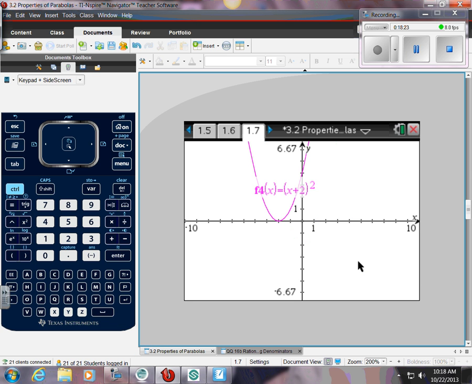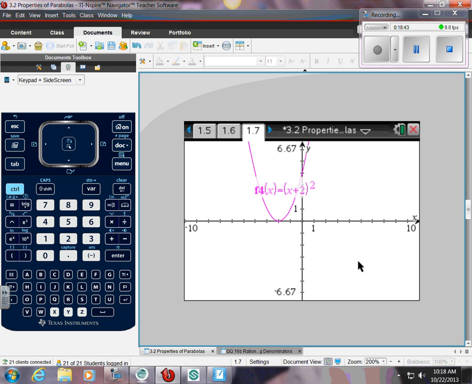To the left. Okay, so if I add on the end, it goes up. If I subtract on the end, it goes down. If I add on the inside, it goes left. And if I subtract on the inside, it goes right. Do you guys remember these things? This was 9th grade, right? Okay, so that covers those pieces.